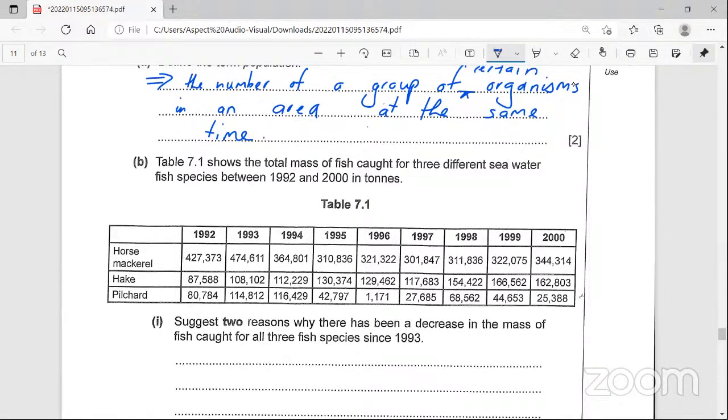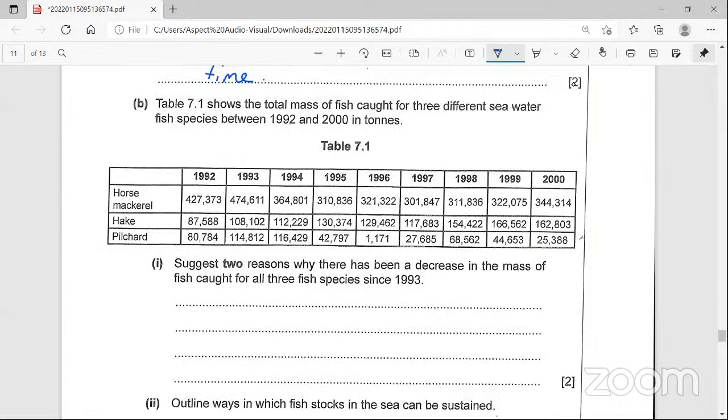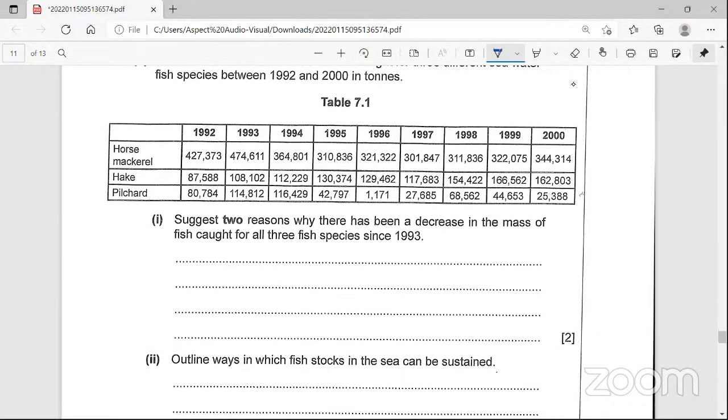Right. Now we've got your table 7.1, which shows the total mass of fish caught for 3 different seawater fish species between 1992 and 2000 in tons. Are we together? So just 2 reasons why there has been a decrease in the mass of fish caught for all 3 fish species since 1993. You can see here, you've got your horse mackerel, the hake and the pilchard. From 1992 we start off with 427,000 tons, and then we go from 300 to 344,000 tons. So there's a reduction in mass over time.